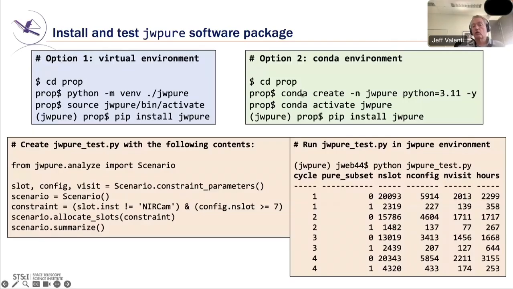Similarly, with conda, if you have it, which you might because the pipeline uses it, you would again go to whatever directory you want to work in, although this time the software will be stored off in conda land. But still, you want to go someplace where you want to work. And you would create the JWPure environment using this command, specifying Python 3.11 or later.